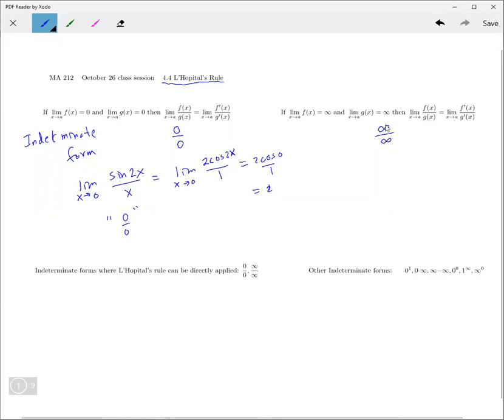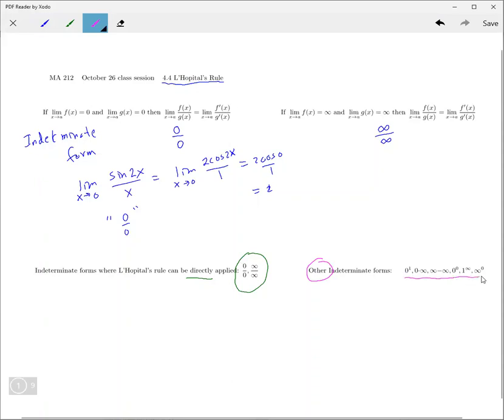Now you can also do that when the limits of f and g are both infinity. So you have infinity over infinity, you can apply it there. These are indeterminate forms, and with these two forms, you can apply L'Hopital's rule directly.